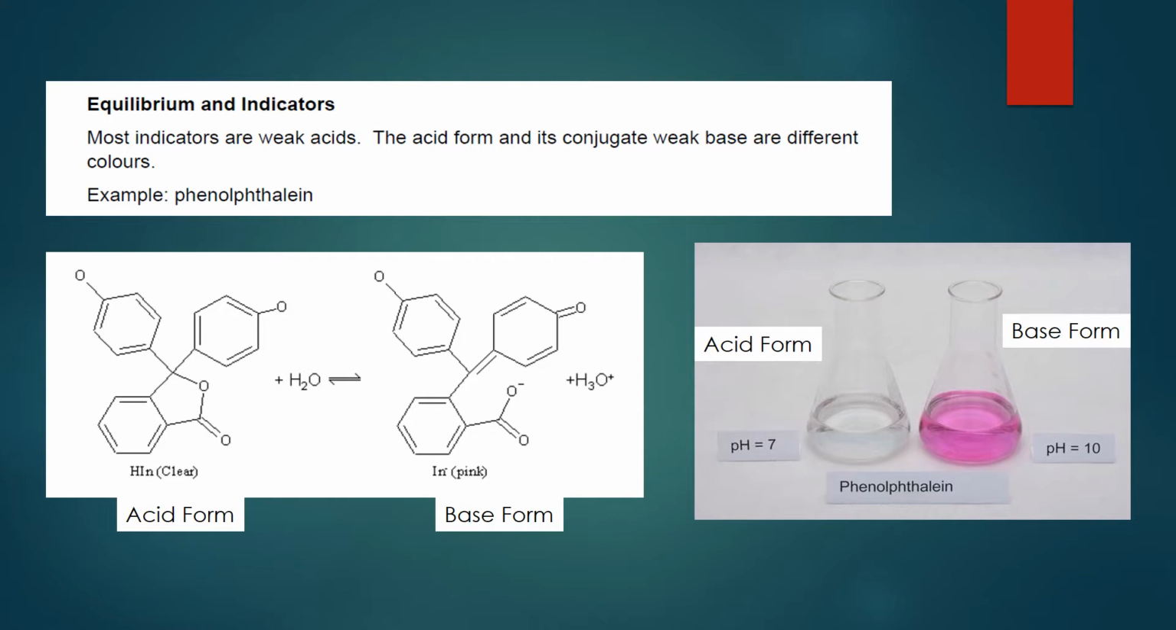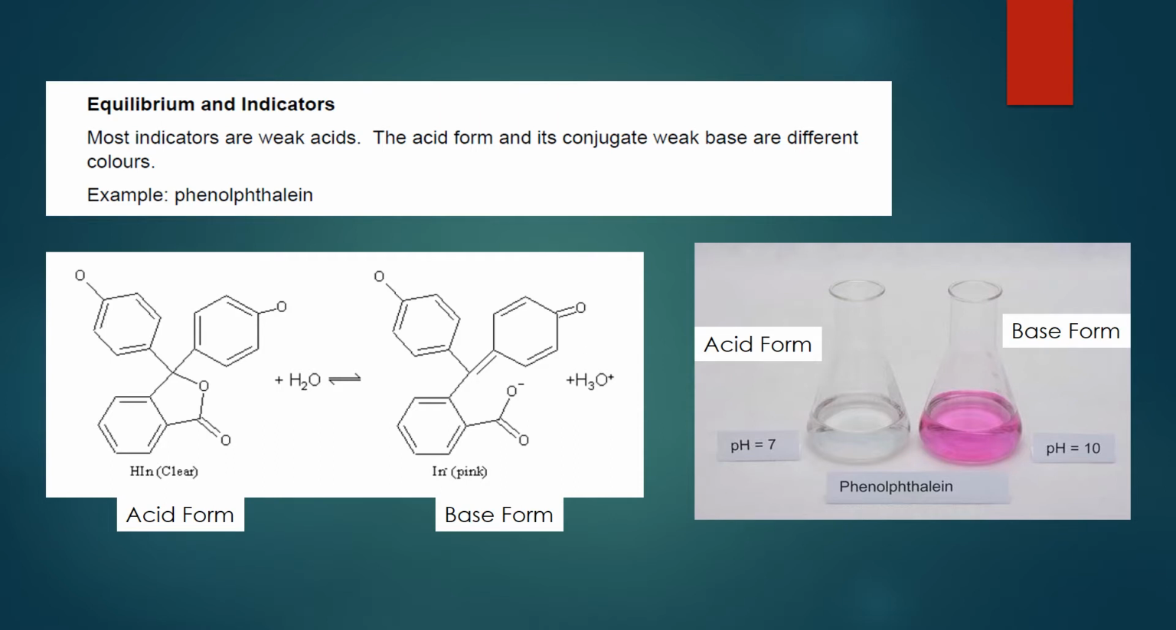So as I previously mentioned, most indicators are weak acids. So we've got an acid form and the conjugate weak base. And the reason it acts as an indicator is because the acid form and the conjugate weak base are different colors. So for example, down here at the bottom, I have the chemical structures for phenolphthalein, and you can see slight differences in the structure of phenolphthalein.